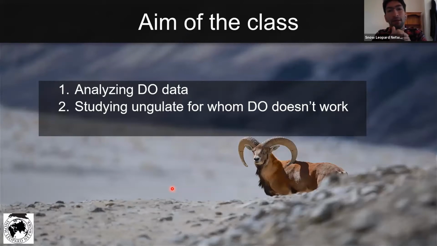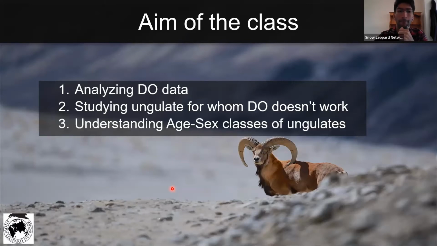And then we'll take a step forward and also talk a little bit about studying ungulates for whom Double Observer might not work. There was a request last time to maybe think about studying species like musk deer, which are more cryptic and potentially in more forested areas where visibility is low. So we'll talk very briefly about it. And lastly, today we'll also talk a little bit about understanding age-sex classes of ungulates.